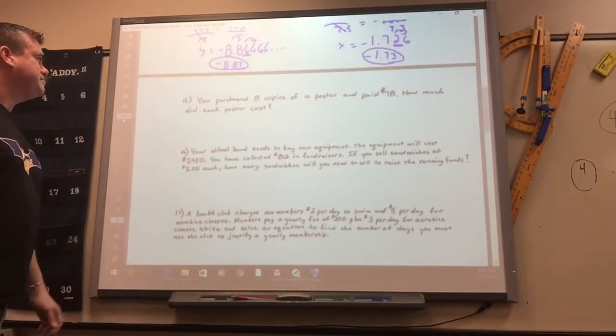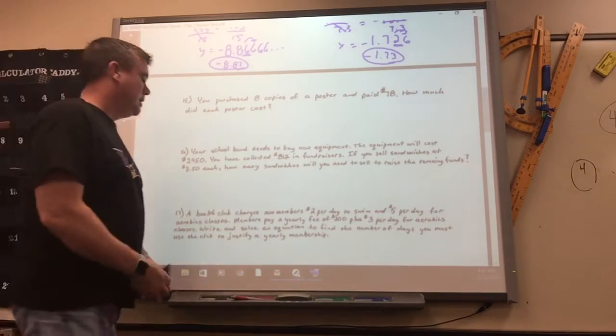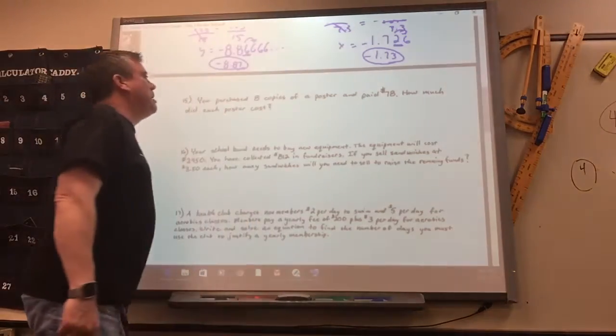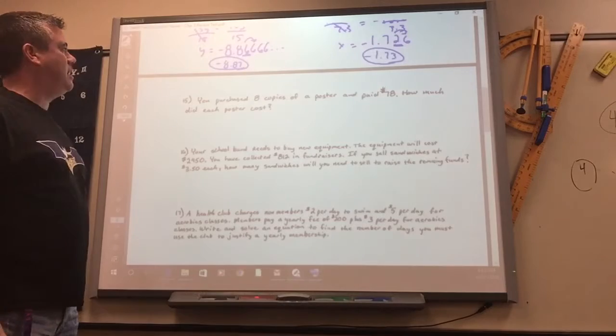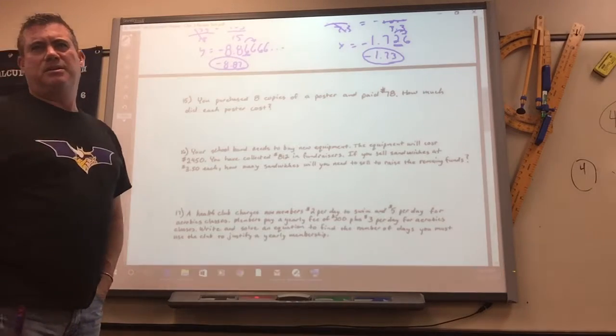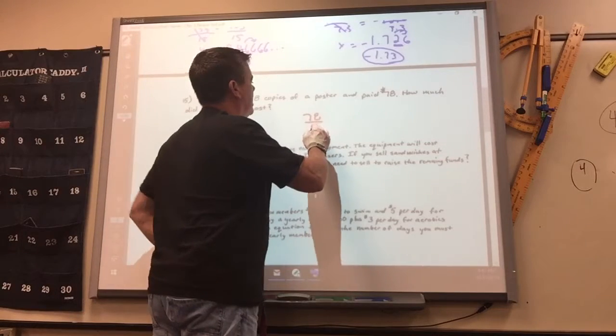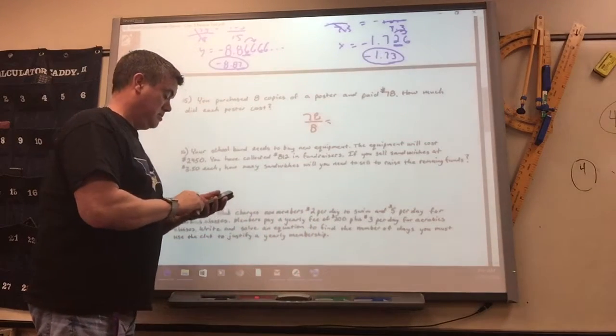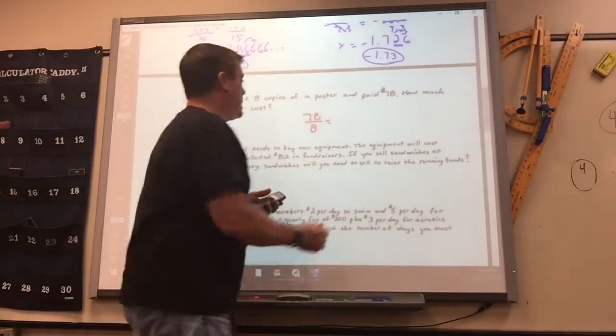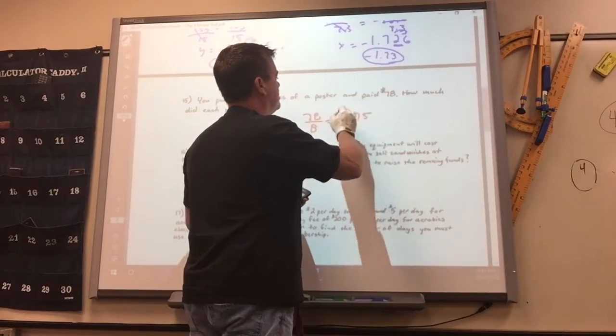Word problems. You bought 8 copies and paid 78. How much did each poster cost? What do you gotta do to figure out the cost of each? Divide. 78 divided by 8. It's $9.75.